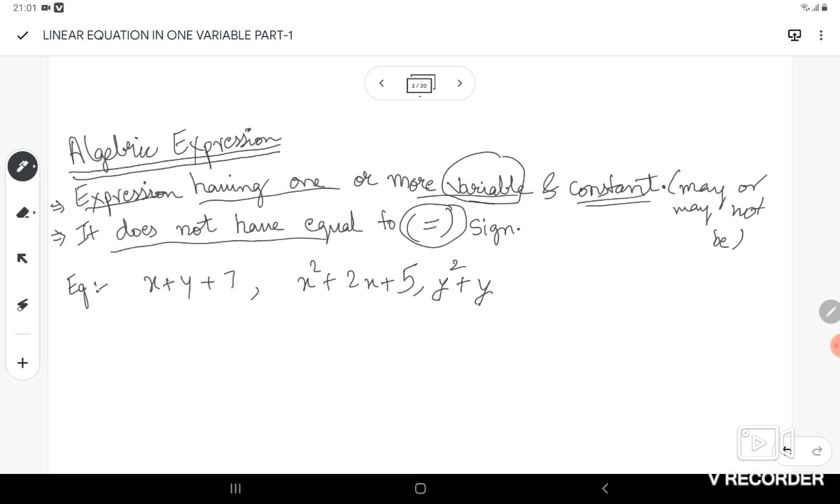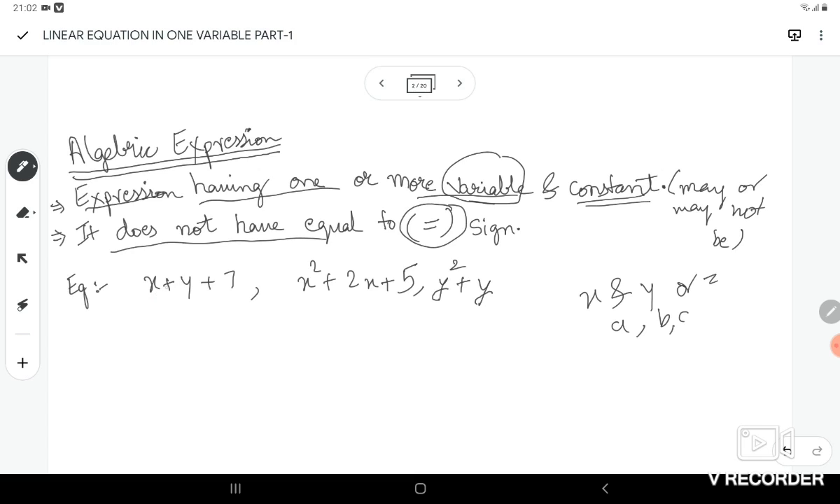Now, what is a variable? A variable is in the form of any alphabetical letter like x, y or z, or a, b, c, whose values keep on changing depending upon the given condition. And what is a constant? Numbers like 2, 3, 4, 5, 6, 7 or 100, 200, 300 are constants.